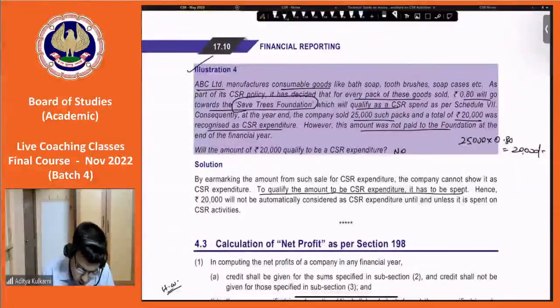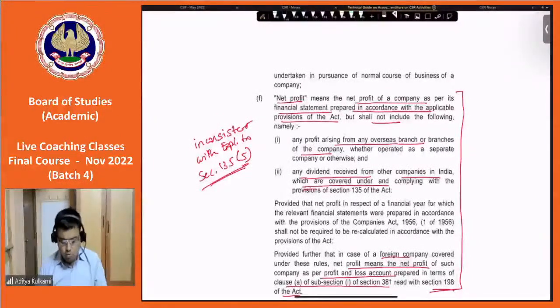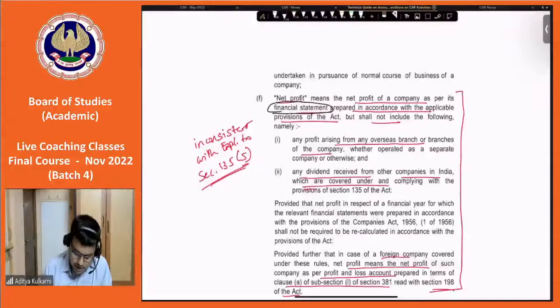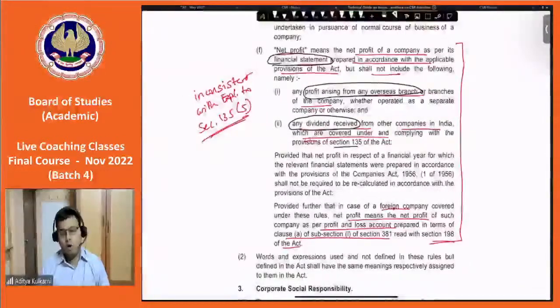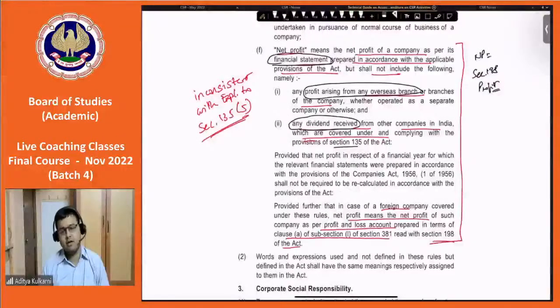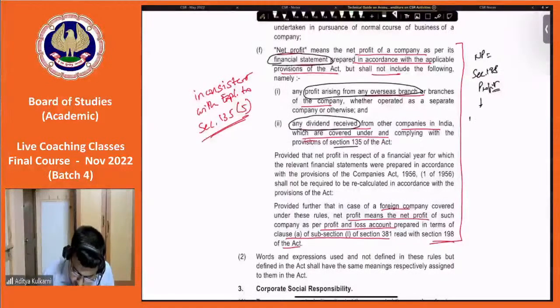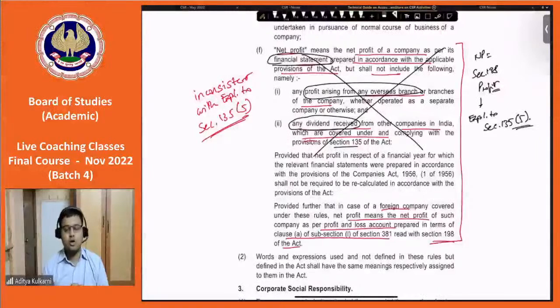One more small inconsistency that is there. It's not material, but just for you to understand, in the rules they have defined net profit to mean the net profit as per the financial statements, not including overseas branch profits, not including dividend received from companies complying with section 135. All this is not right. Net profit is section 198 profit straight away. This is the meaning of profit. I'm getting this definition from the Explanation to section 135(5). So don't look at this rule. This rule also is inconsistent.